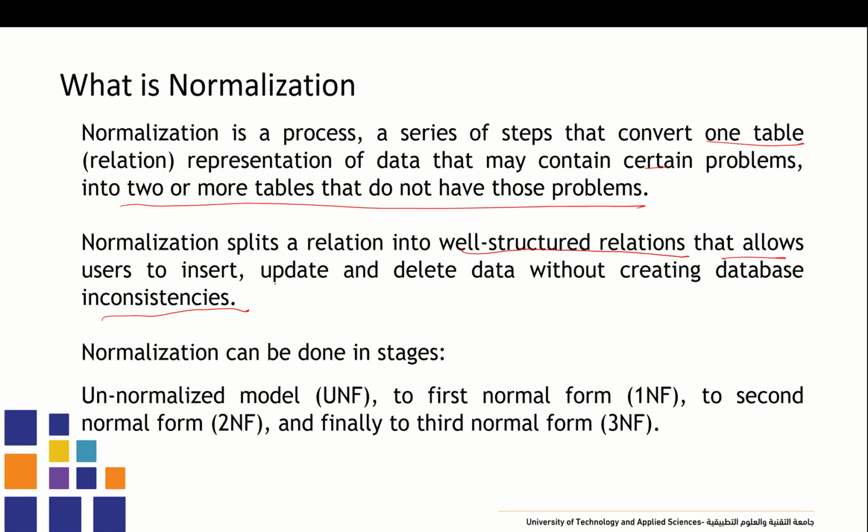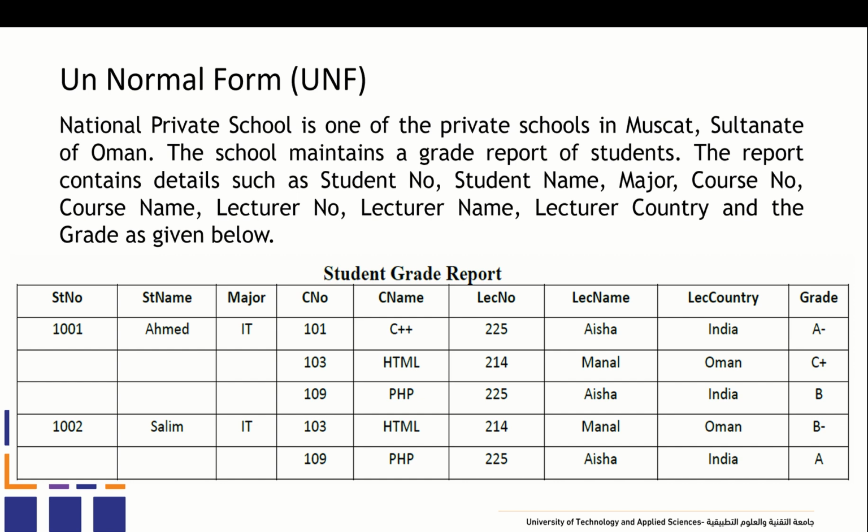Normalization is done in steps. First you will have an unnormalized table. You will convert it into first normal form, then into second normal form, then into third normal form. So it's a step-by-step procedure. Directly you cannot go and convert it into third normal form. You have to do it step by step: start from the unnormalized table, then to first normal form, then to second normal form, and then to the third normal form. So this is the normalization procedure.